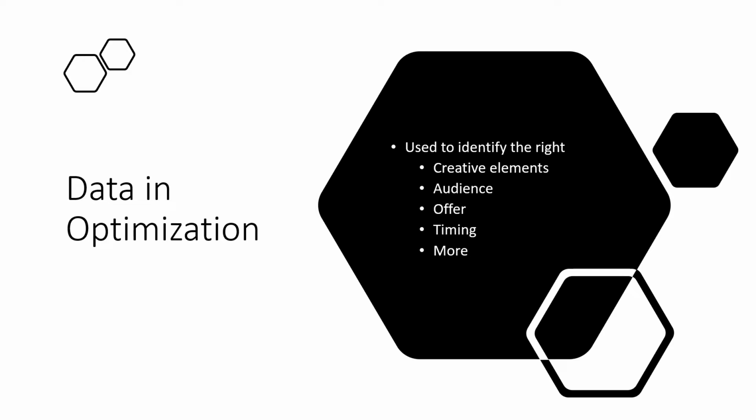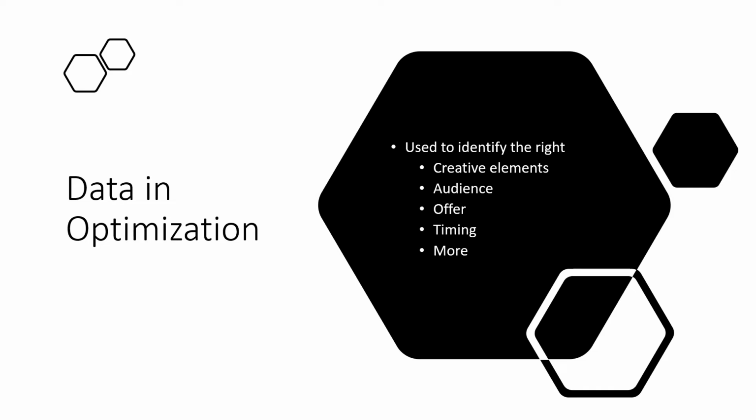Well, as we talked about in the testing video, you use data to identify the right creative elements. You can also use testing as well as your internal analytics without testing to identify the correct audiences. We talked about testing offers. You can certainly gather data on what the right offers are from your analytics as well. You can look at your timing, whether your ads should run at a specific time of day or at a particular time in the buying cycle or seasonally.